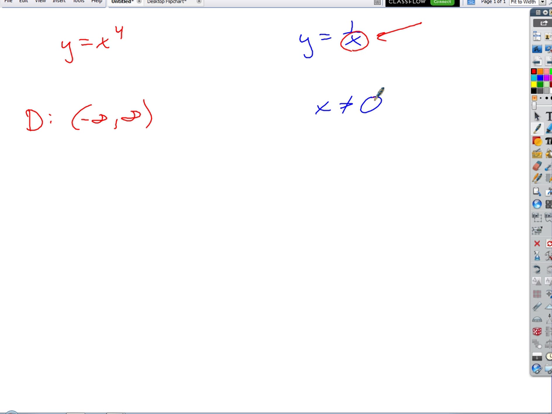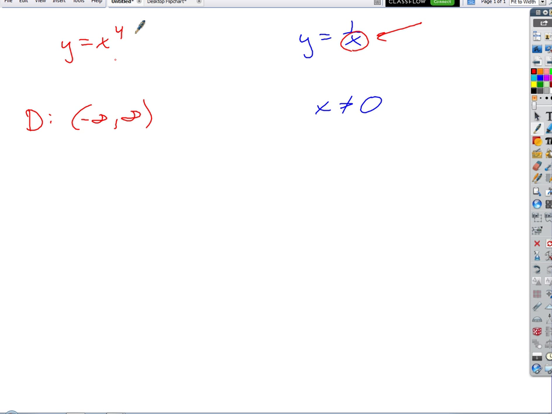Yeah, x can't be zero, right? See what I'm saying? And so the domain we would expect, because there is no red flag in this function. There's no place where there's a variable in the denominator. There's no place where there's a variable that's inside an even root.